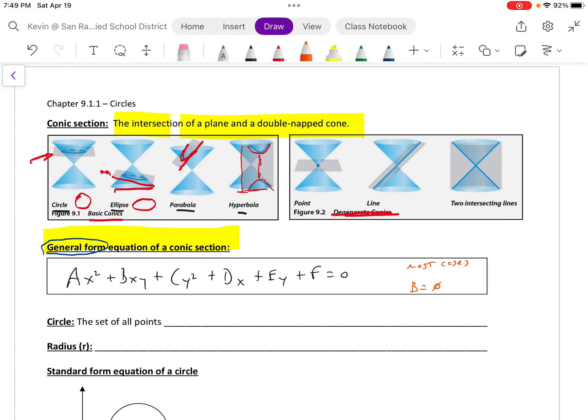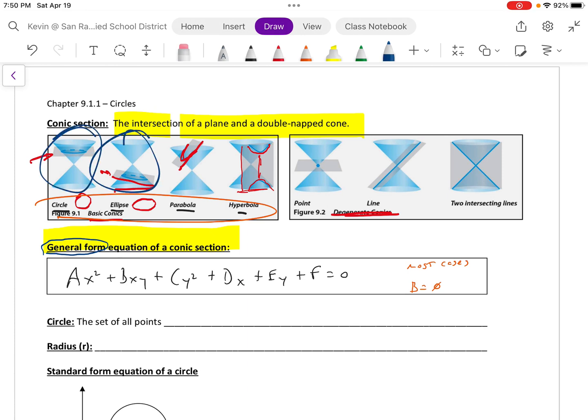In most cases, B equals 0. So we would not have an xy term, at least definitely not in the case of these four conics. If B were 0, then the xy term wouldn't be there anymore. If A were 0 and B were 0, then our equation would just have y squared, and that's where we have our parabolas, or x squared. So all of these can be written in this general form.